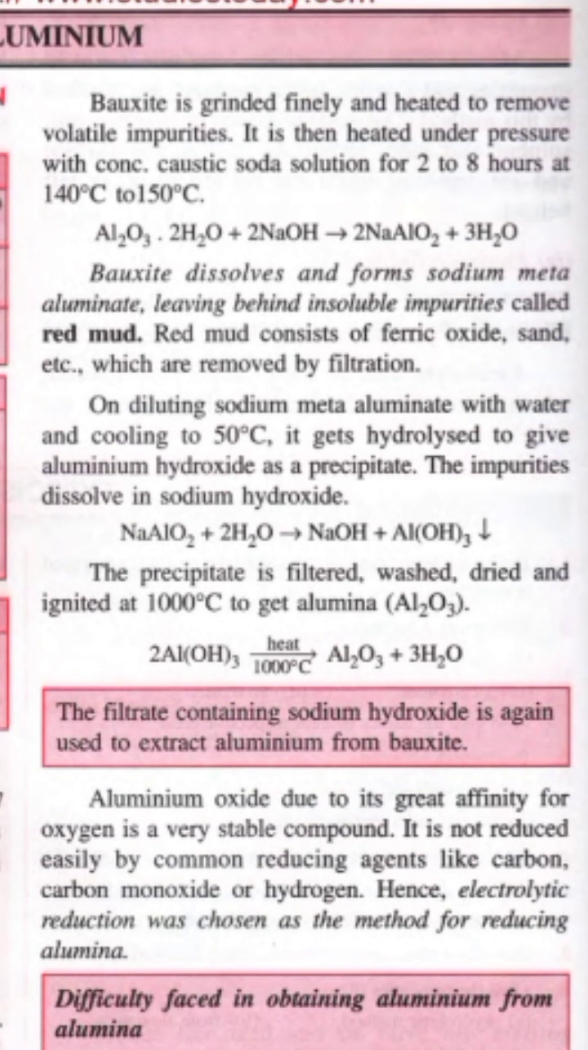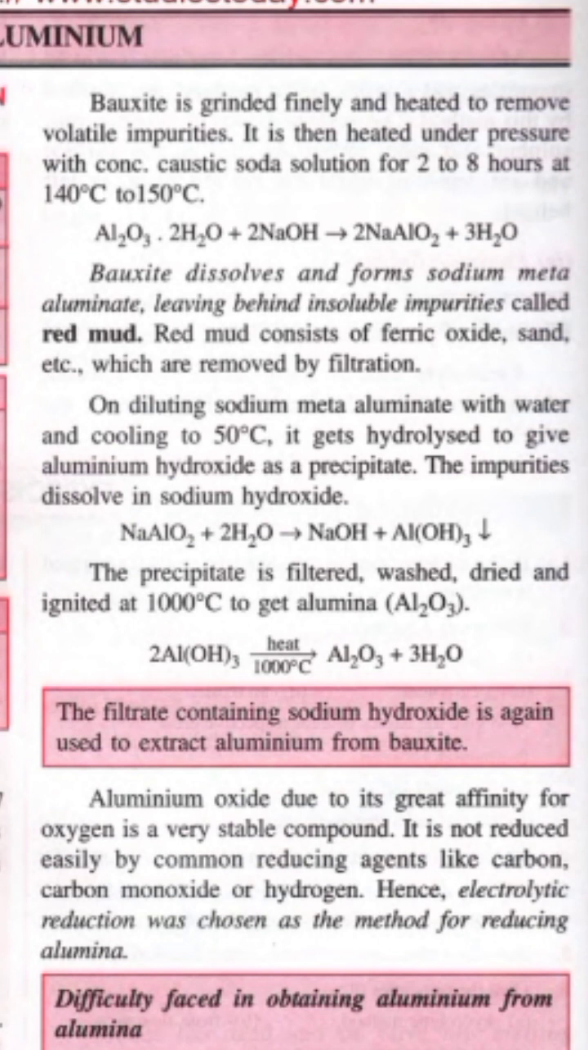Bauxite dissolves and forms sodium metaaluminate, leaving behind insoluble impurities called red mud. In the previous chapter we have studied about anode mud. Similarly, the impurities which are left at the bottom of the container where we were doing the experiment, this is not electrolysis, this is just a normal reaction. But even here the alumina will dissolve and the impurities will settle down at the bottom of the beaker. That impurity is called red mud. Red mud consists of a lot of things such as ferric oxide, sand and other impurities which can be removed easily by the process of filtration.